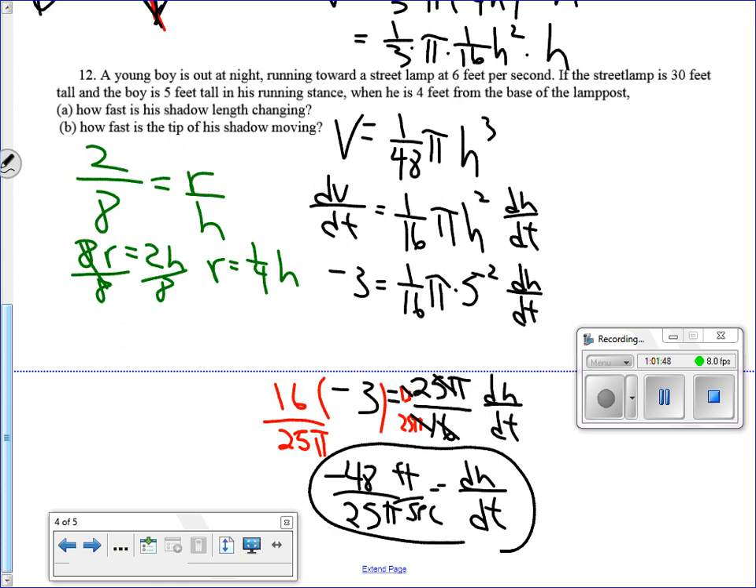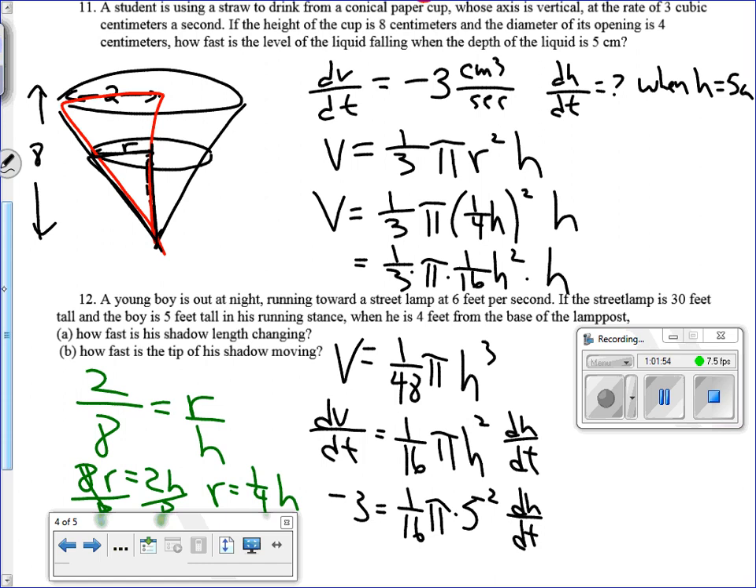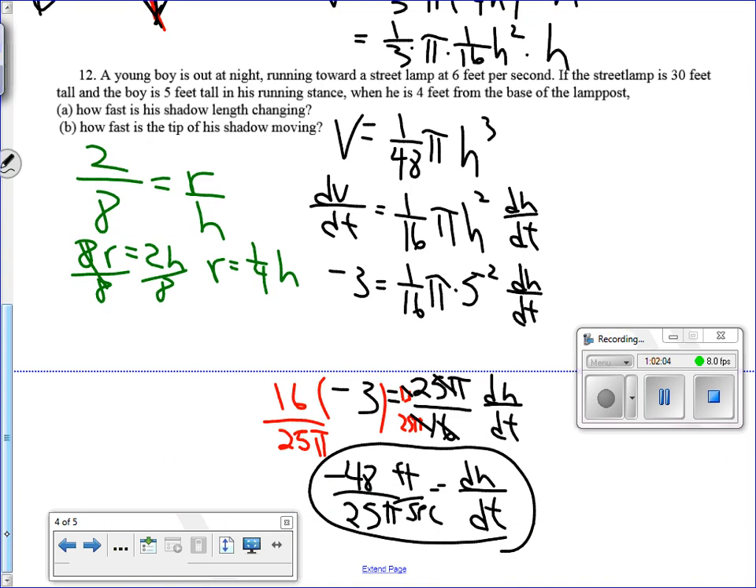So that's the rate at which, I forgot the question. Oh, it says how fast is the level of the liquid falling. Like you could give me that, but technically the word falling already is giving you the fact it's negative, so you could just say 48 over 25 pi feet per second. It's falling at that rate. So the rate of change is -48 over 25 pi feet per second, but the rate at which it's falling, you don't have to give the negative because falling already indicates that.